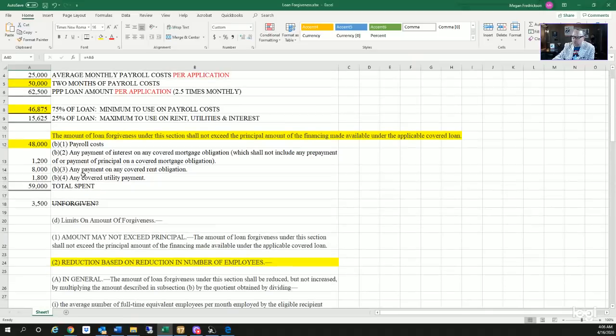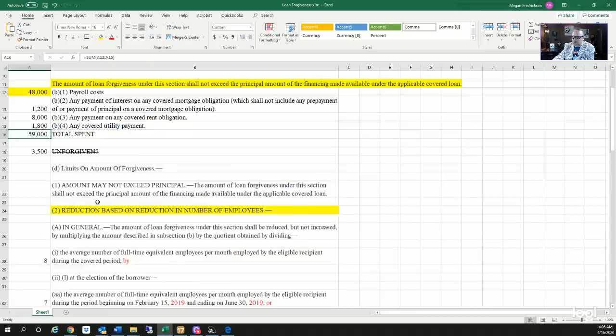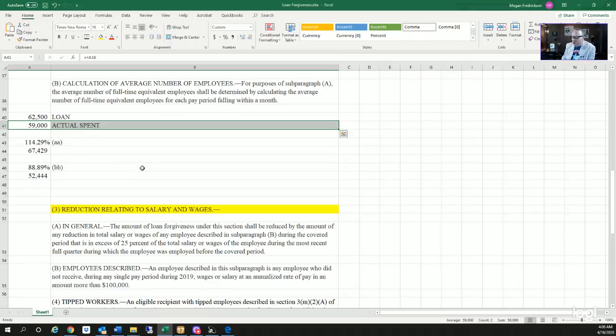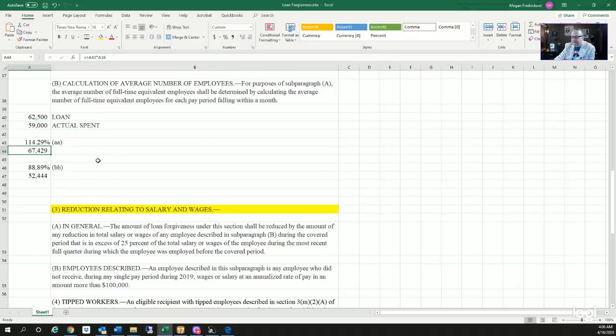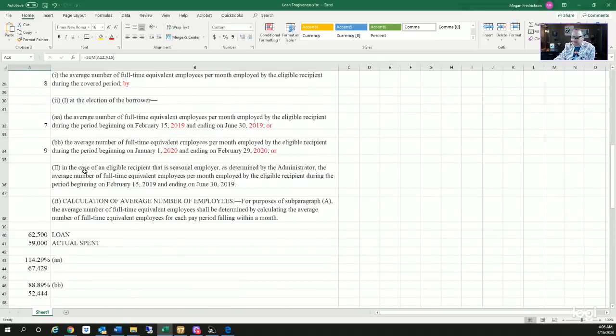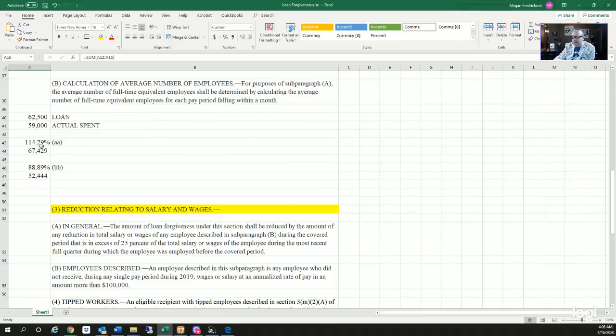Well, I've just moved down here. There's the loan, and here's the amount actually spent. So I just have these carried down. So this was what was borrowed. This is what was spent. In total. So I'm going to take what I spent, okay? I'm going to take what I spent, that's the total of B, times 114%, and that's 67 grand. This times 114% is 67K.